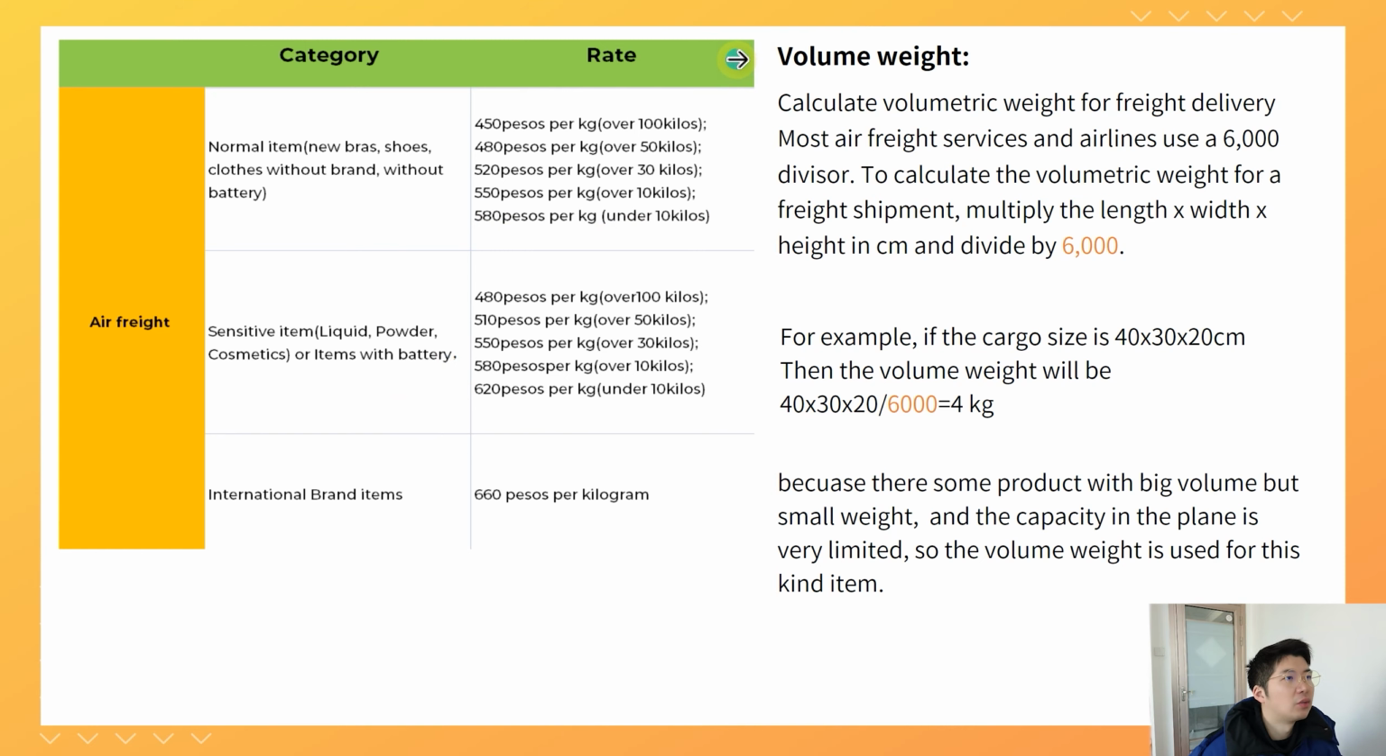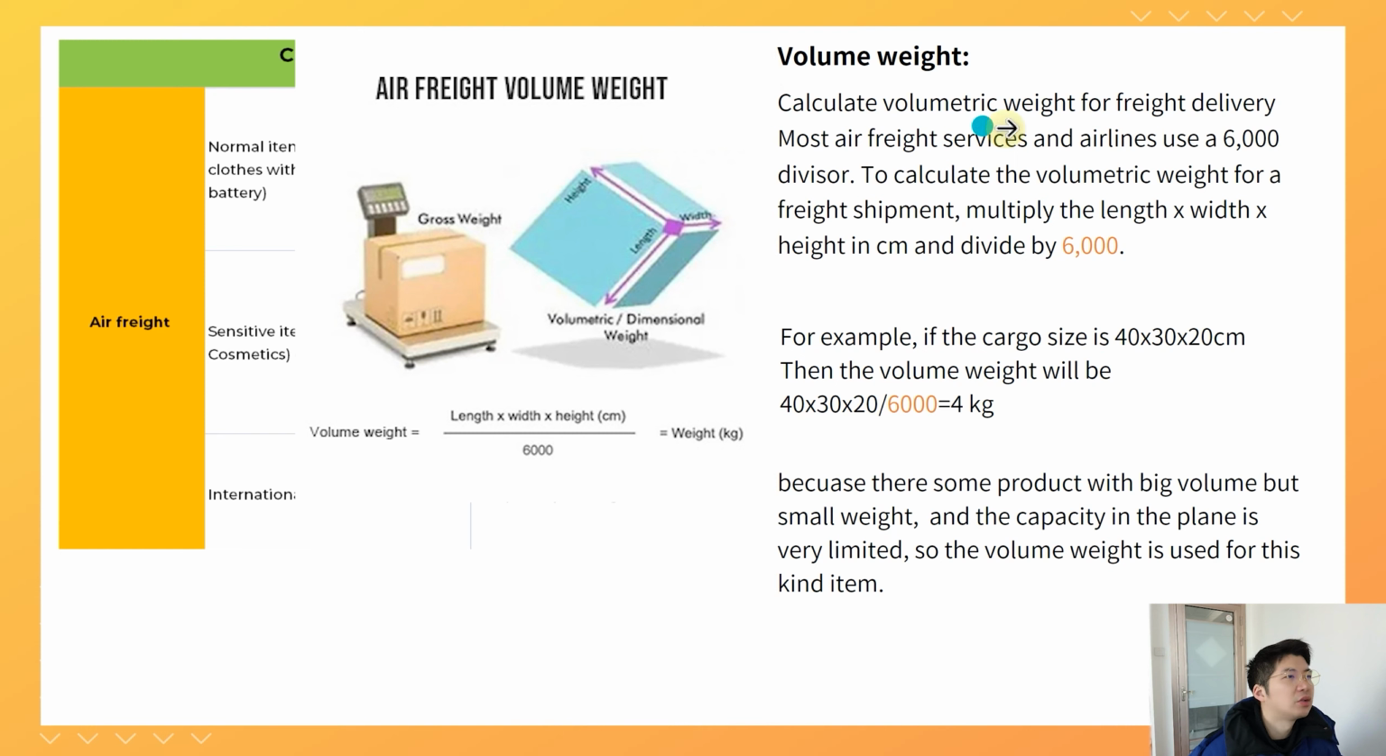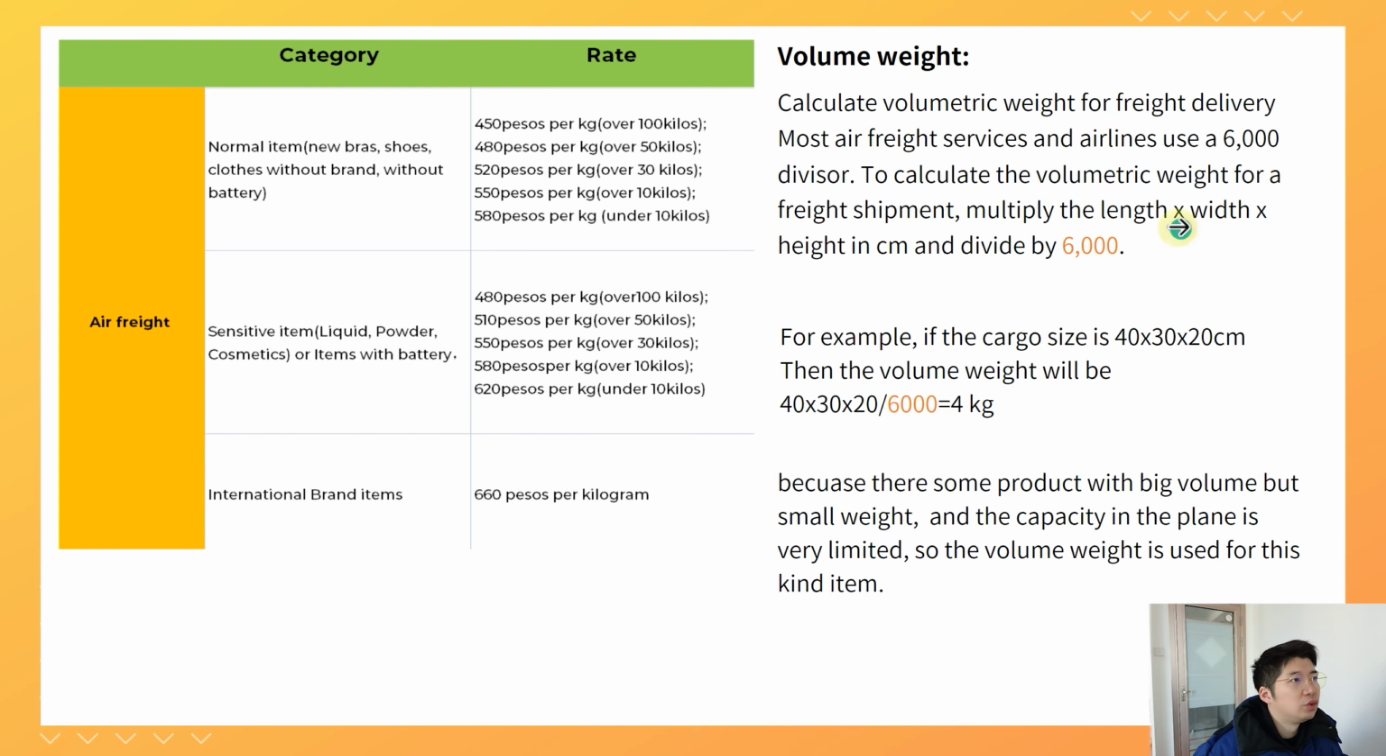Let's see what volume weight is. Volume weight is calculated for freight delivery. Most air freight services and airlines use a 6,000 divisor to calculate the volumetric weight for freight shipments. Multiply the length by width by height in centimeters and divide by 6,000. Why do we need to use volume weight? That is because there are some products with big volume but small weight, and the capacity in the plane is very limited. So the volume weight is used for this kind of item.